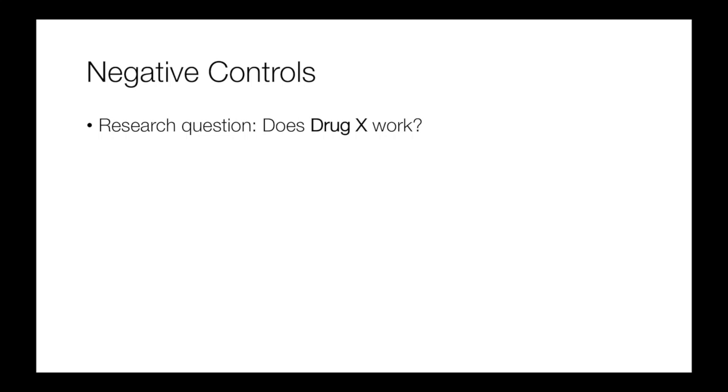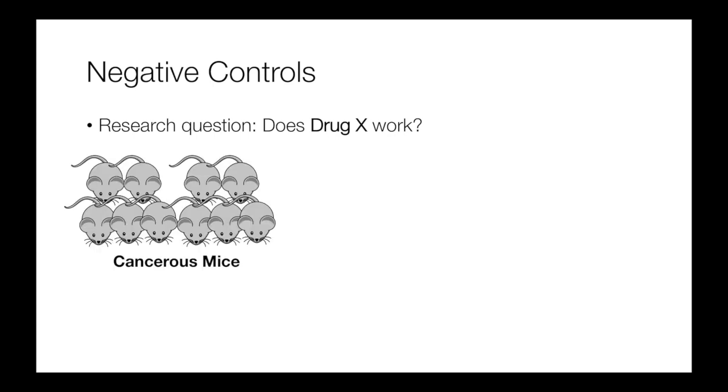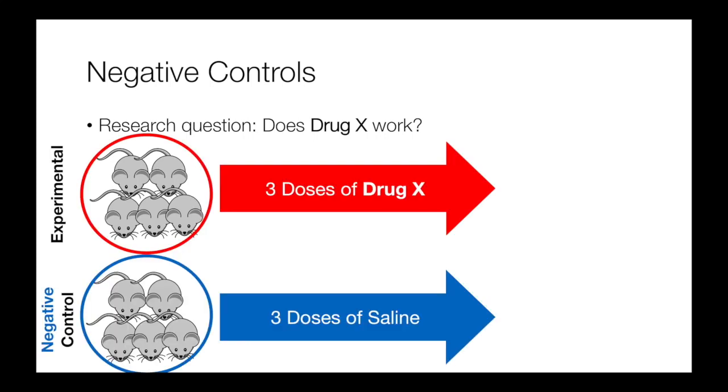Let's say I discovered an anti-cancer compound that we'll call drug X. I want to know if drug X works, and if so, how well it works. So I take 10 mice who have the exact same type of cancer, we can do this in the lab, and divide them into two groups of 5. For one group, I give them 3 doses of drug X. For the other group, I give them 3 doses of saline, saltwater solution. The second group, the ones who receive saline, are the negative control.